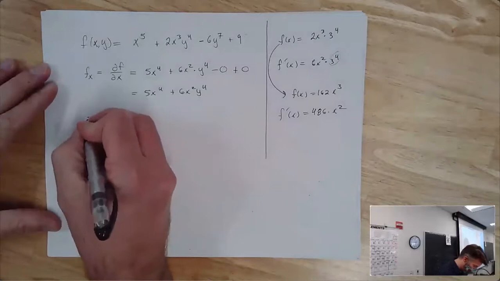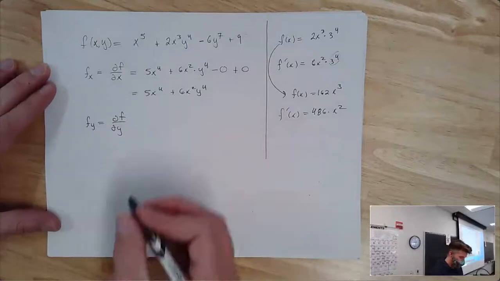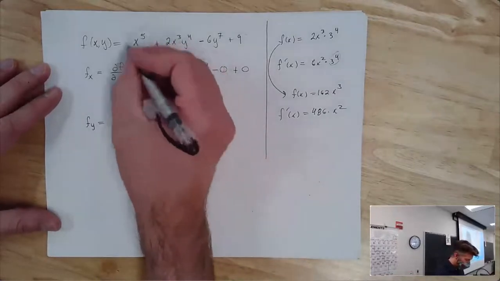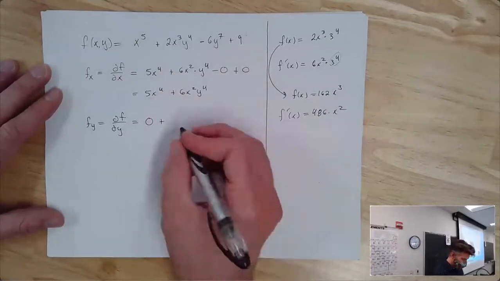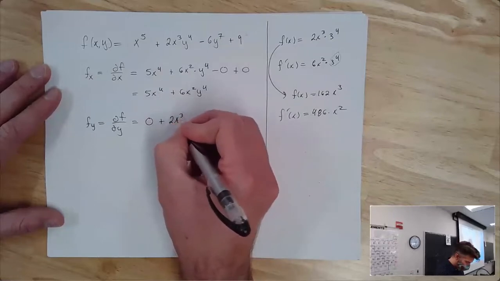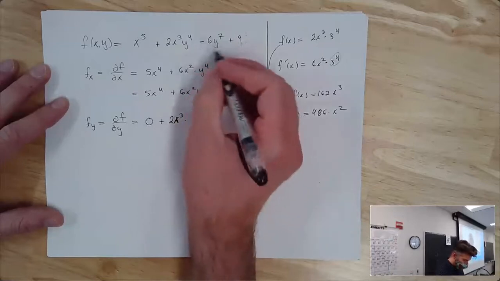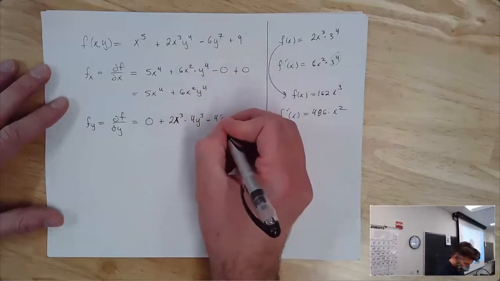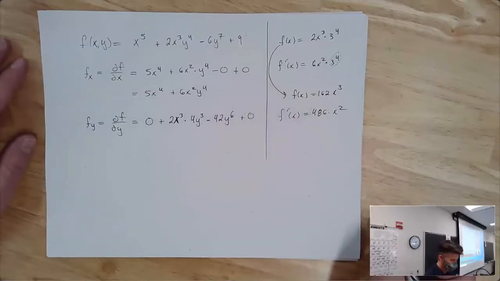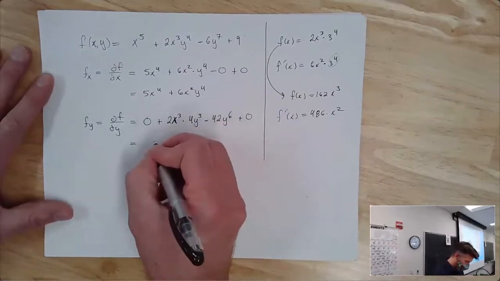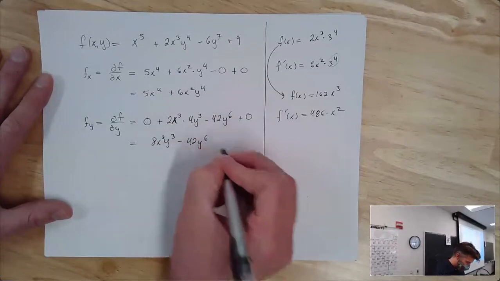And then the other way for the other partial. I'm trying to find del f del y, or f sub y. Derivative of x to the 5th, 0. Derivative of 2x cubed times y to the 4th is 2x cubed times the derivative of y to the 4th, which is 4y cubed. The derivative of 6y to the 7th is 42y to the 6th. Plus 0. And then we could simplify that as 8x cubed y cubed minus 42y to the 6th.